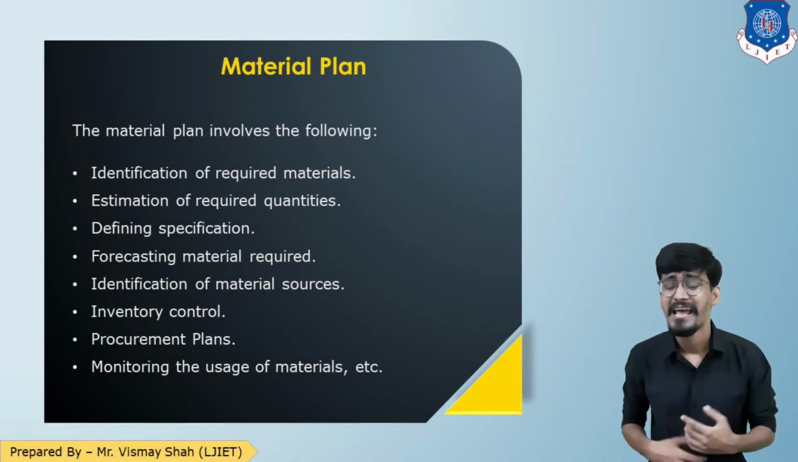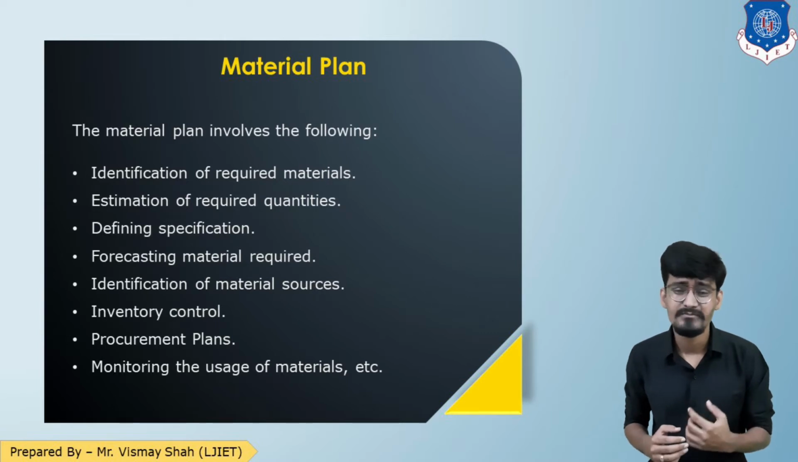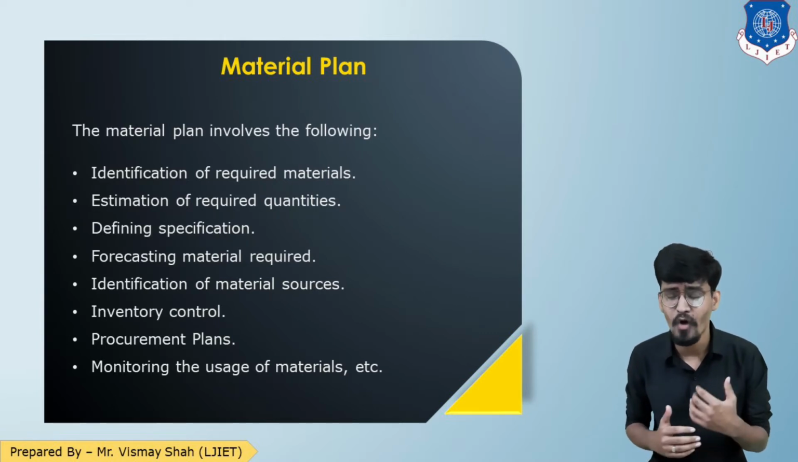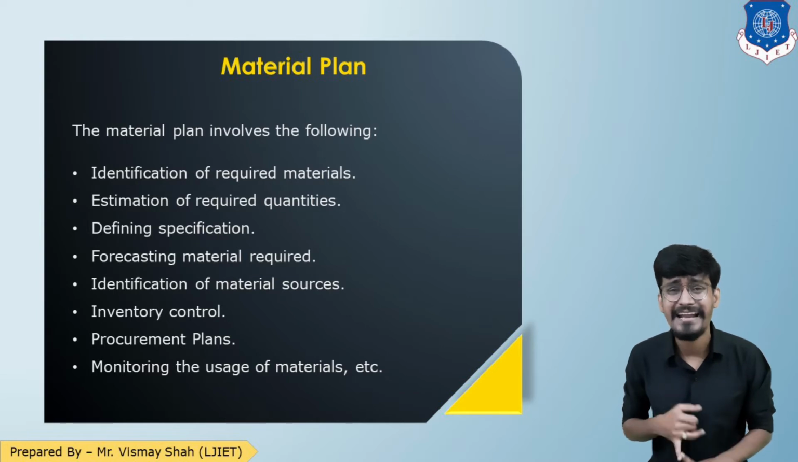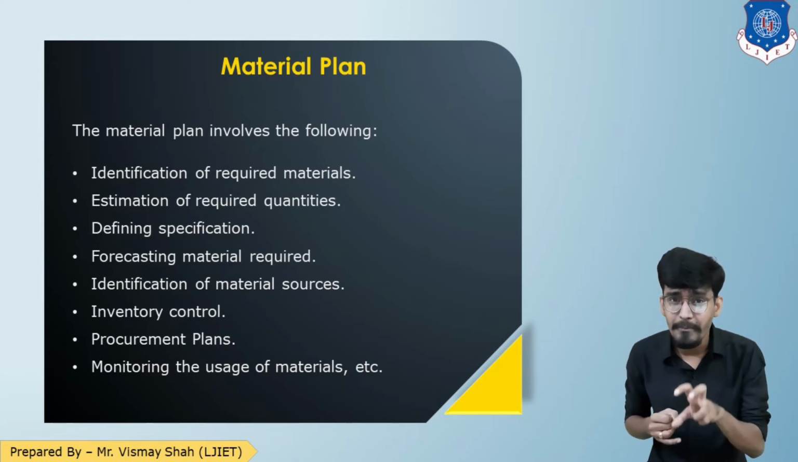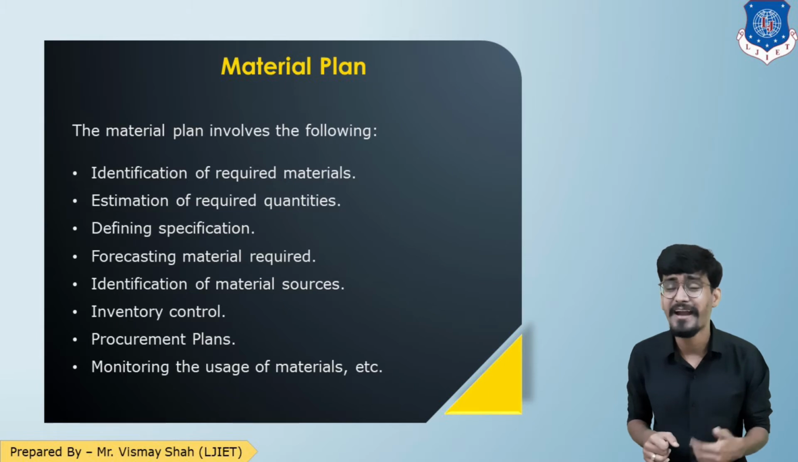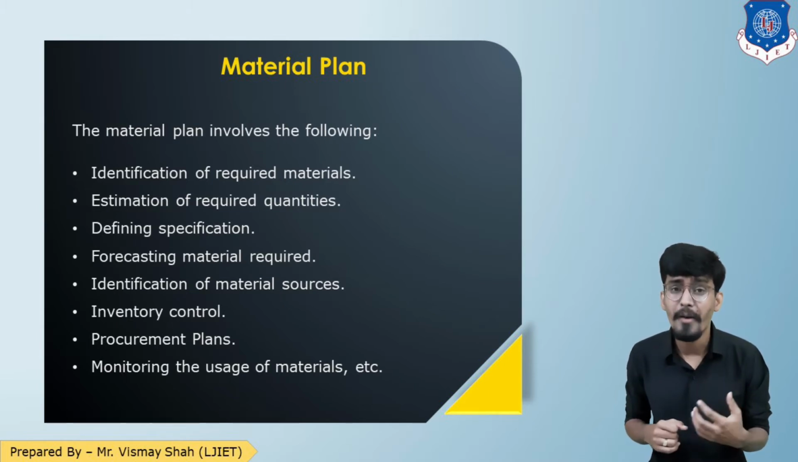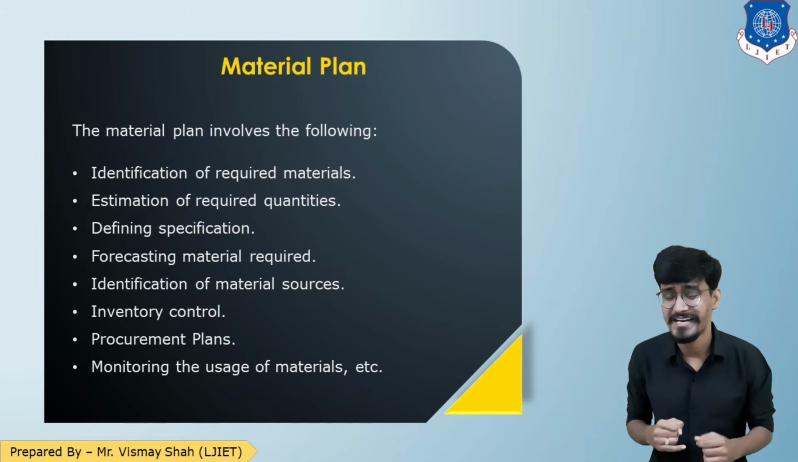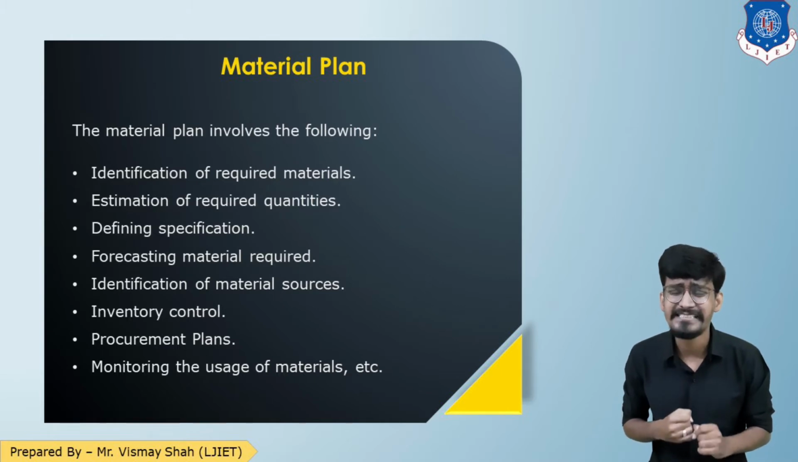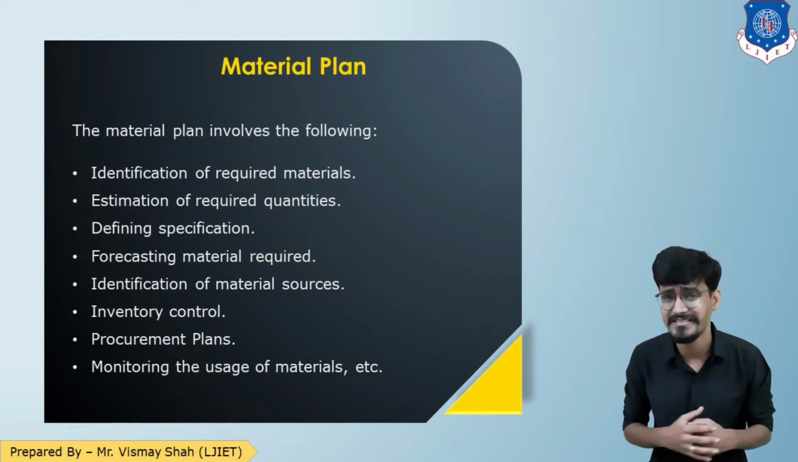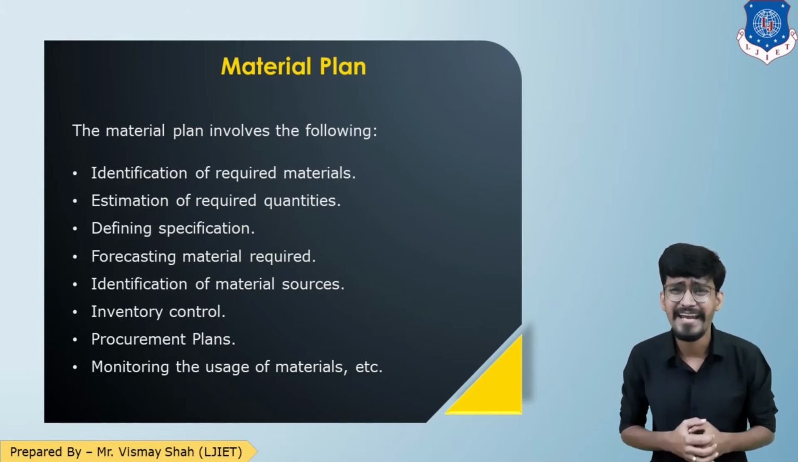Moving forward, the next is material plan. Now the material plan involves the following activities or steps. The first is identification of the material. Which material does your project require? Cement, sand, aggregate, steel, bricks, whatever material your project requires. Then estimation of the required quantities, in what amount the materials are required. Then defining the material specification and forecasting the material required.